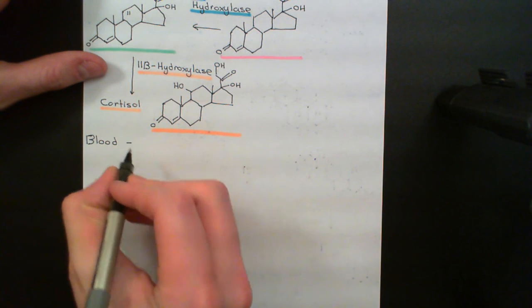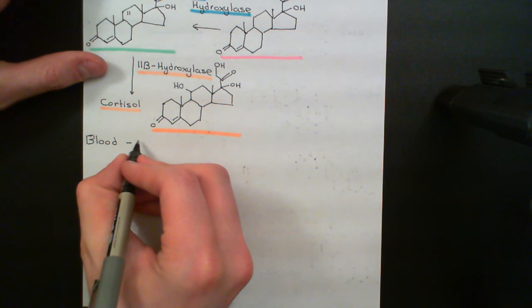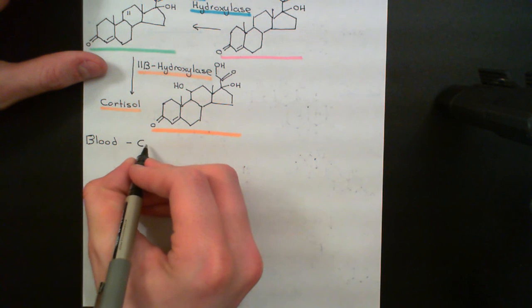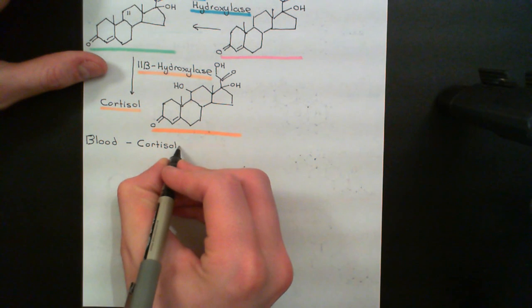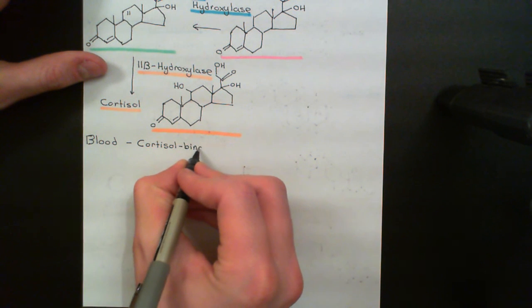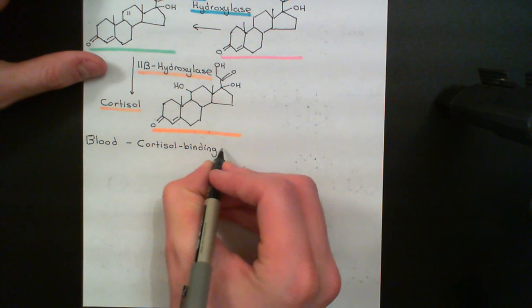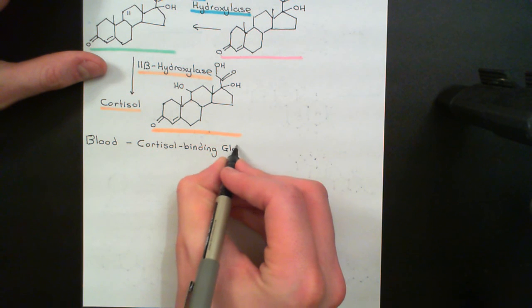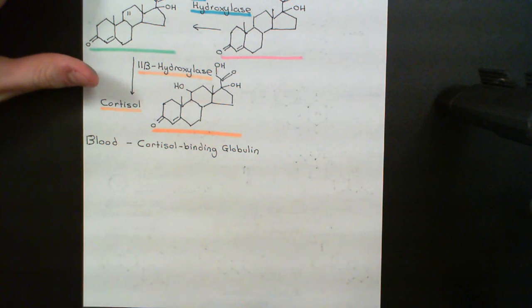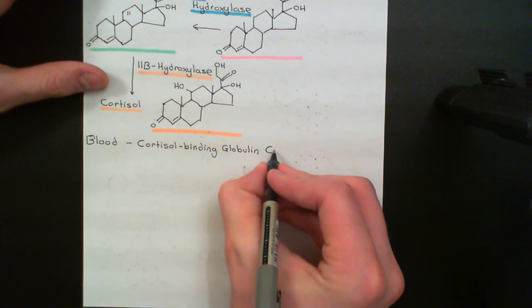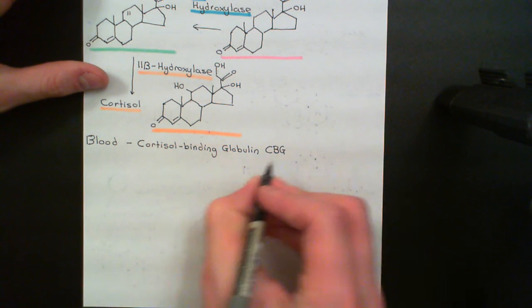So, to be transported around the blood, it's going to bind to two major proteins. One, the major one, is cortisol-binding globulin. So this is a protein that is present in the blood, and one of its major roles is binding to cortisol molecules and allowing them therefore to be transported around the bloodstream. So cortisol binding globulin, often abbreviated down to CBG, and I might just draw a little picture of it here.